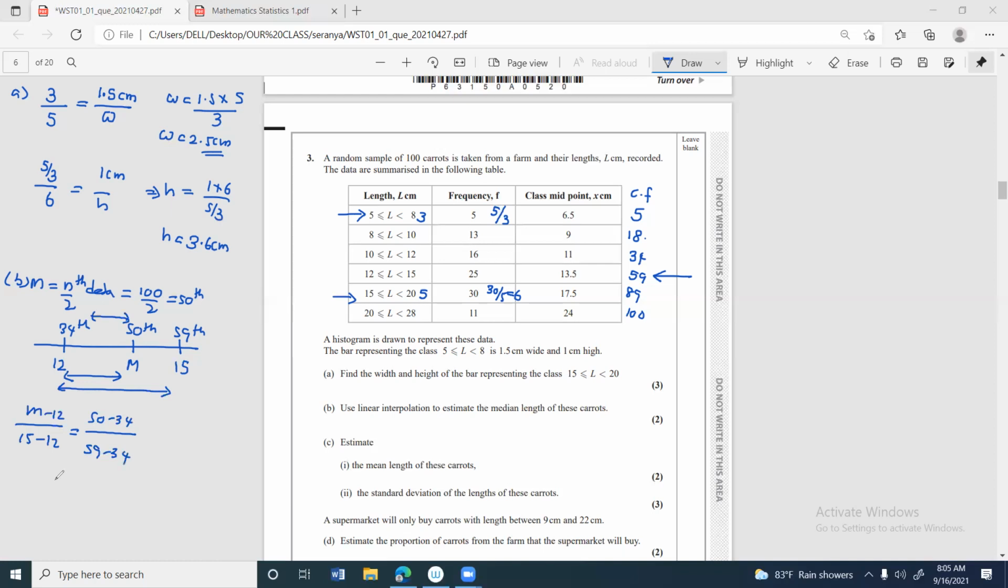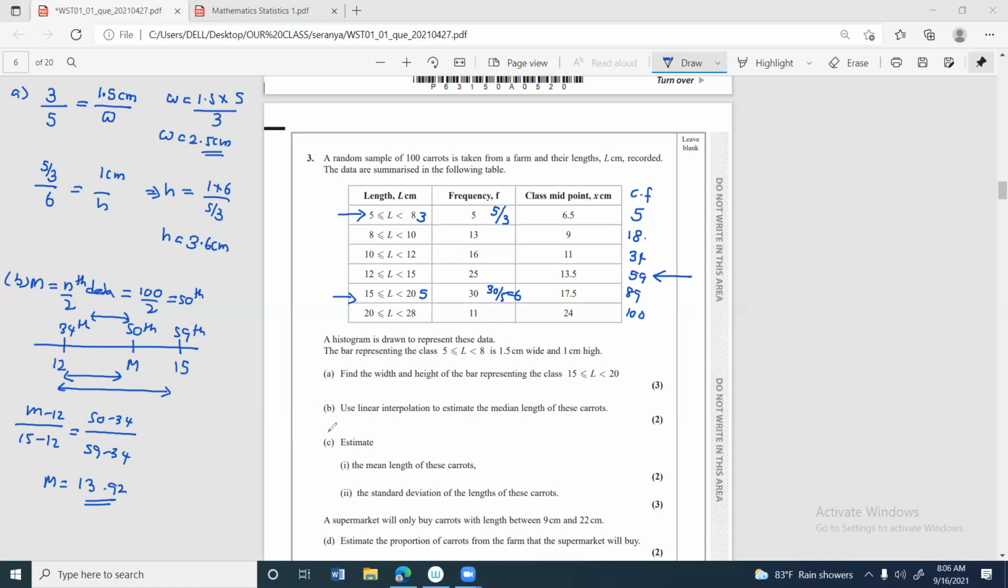M is equal to, just a simplification only, 50 minus 34, that answer divided by 59 minus 34, into 15 minus 12, which is 3, multiplied by 3 and plus 12. So that's only the simplification. It turns out to be 13.92. 13.92 is the answer for the median.